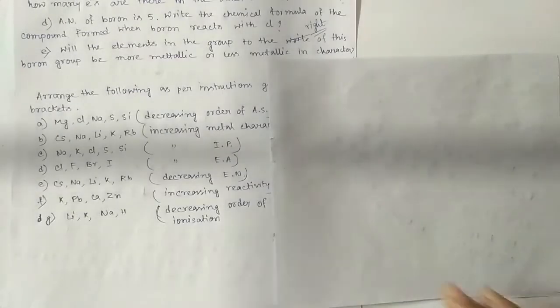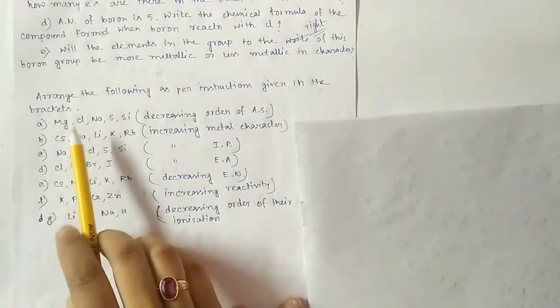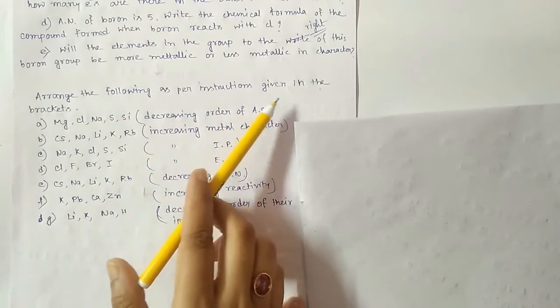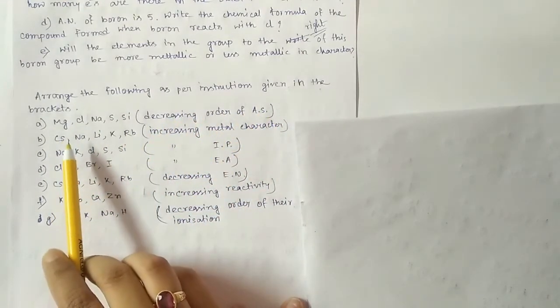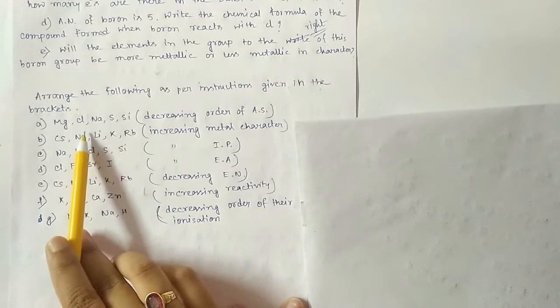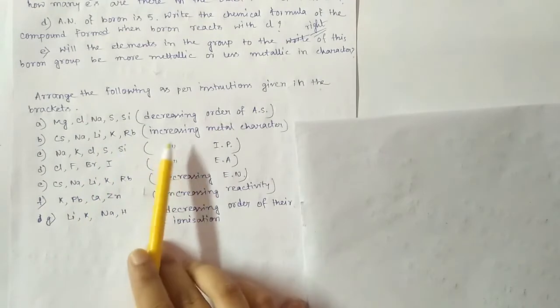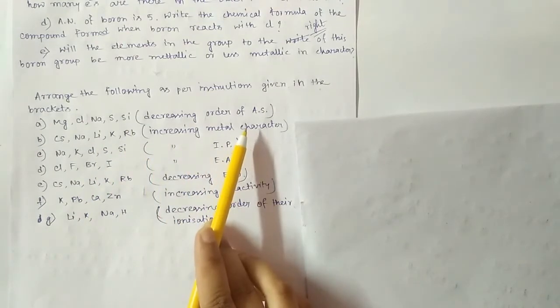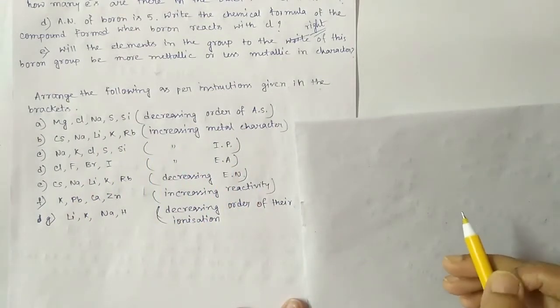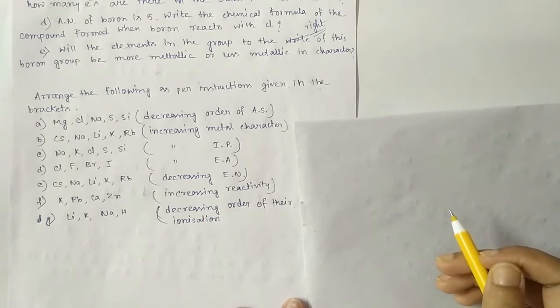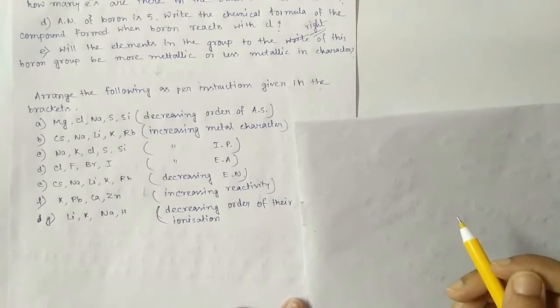Now move on to the next question. The next question is, arrange the following as per instructions given in the brackets. So the first question is magnesium, chlorine, sodium, sulfur, silicon, in decreasing order of atomic size. One thing you must always remember is that whenever you are told to arrange something in decreasing order, you have to start with the greatest or largest and end up with the smallest or least.